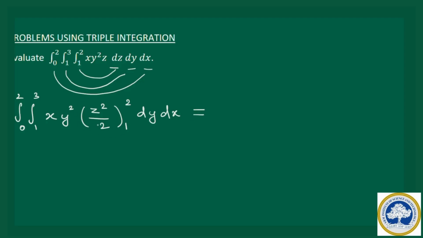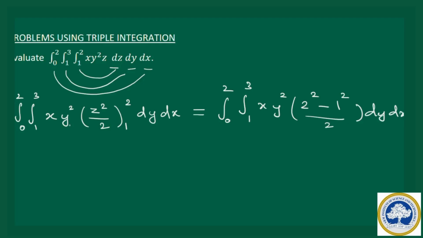So this is the way we start doing the integration. Now we can simplify only this part alone. So integral 0 to 2, integral 1 to 3, and then x y square keep as it is. Now apply the upper limit. The upper limit is 2 square, minus lower limit 1 square, divided by 2. So this is equal to 2 square is 4, 4 minus 1 is 3, so 3 by 2. 3 by 2 is constant, we can take it outside the integral. So integral 0 to 2, integral 1 to 3, x y square dy dx.